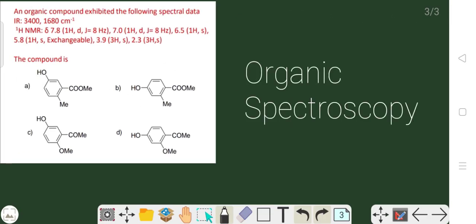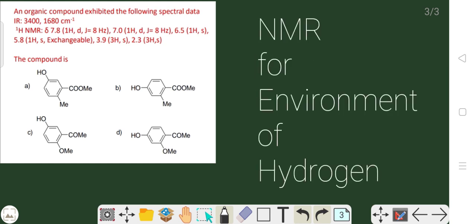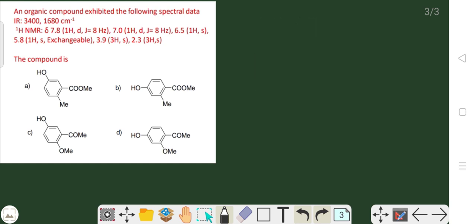Welcome back, students. This is Zamir Sheikh, and I am going to teach you how to analyze and identify organic structures, particularly, from the given spectral data. So the question is, an organic compound which exhibited the following spectral data. IR is given at 3400 and 1680 per centimeter. Also given is the H1 NMR data. From that we are going to predict the correct option from the four.